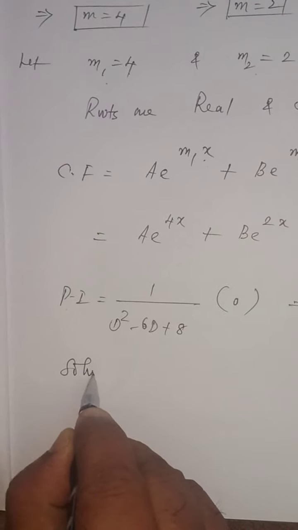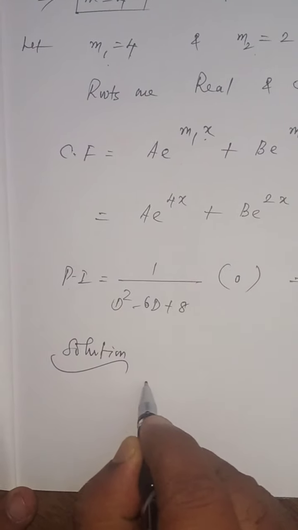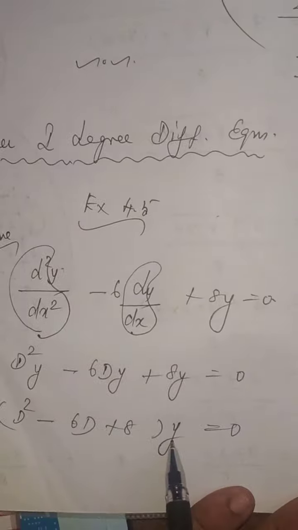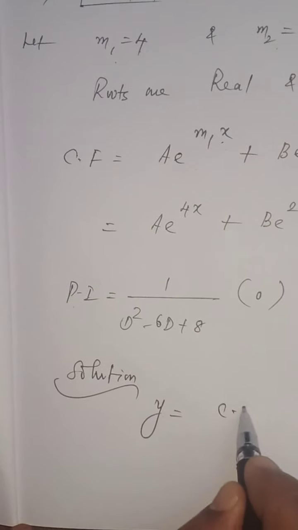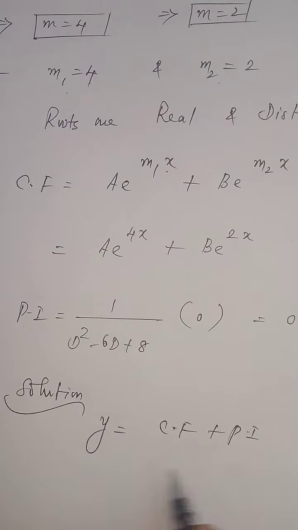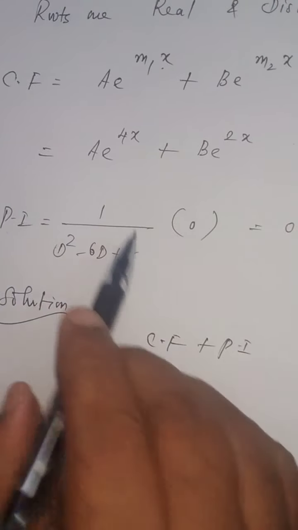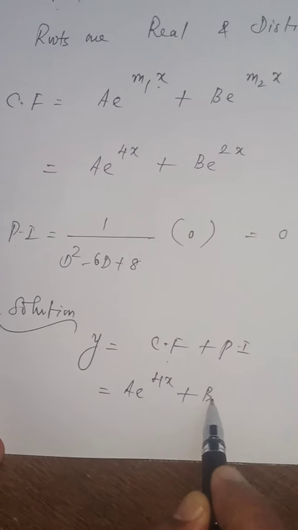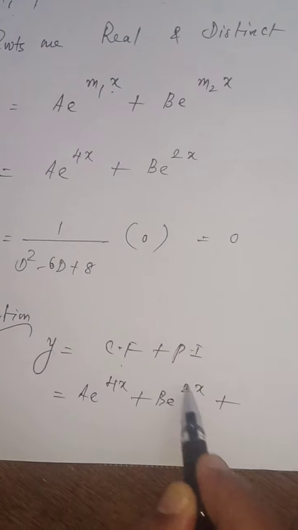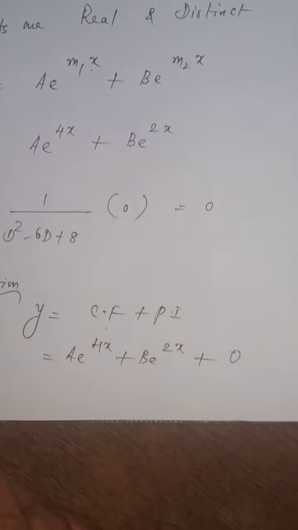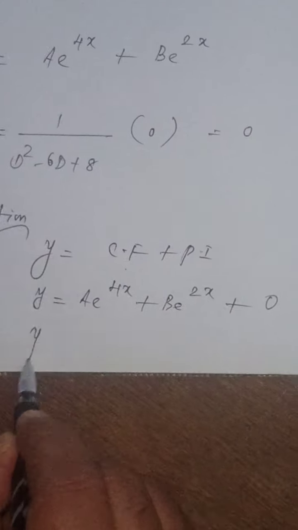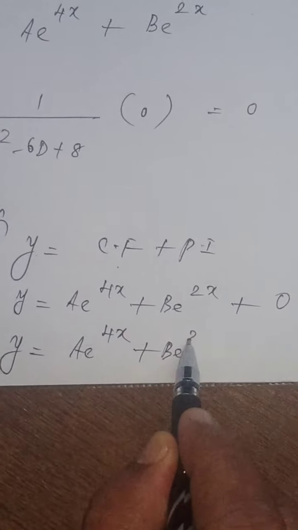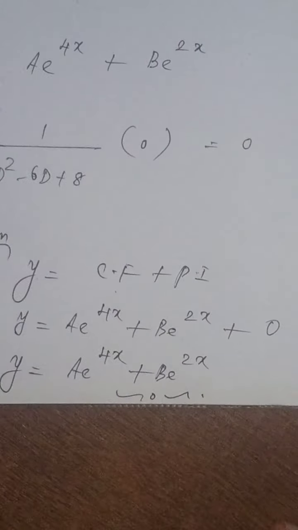Finally write the solution. Solution: y is equal to, which one is common here? Y. So y equals CF plus PI equals CF, here it is a into e power 4x plus b into e power 2x plus particular integral value 0. So which implies, what is in the left hand side? Y equals a into e power 4x plus b into e power 2x. So problem number 1 is over.